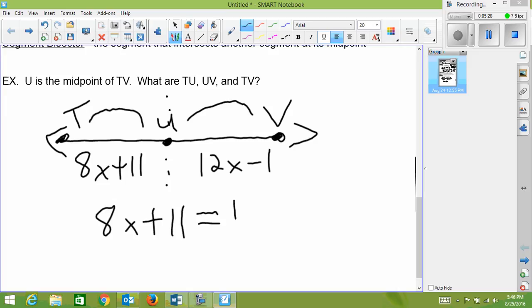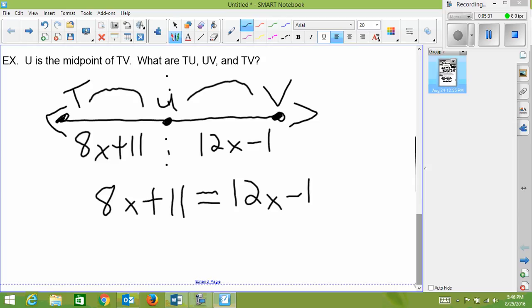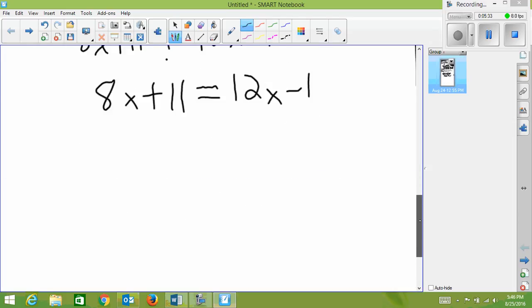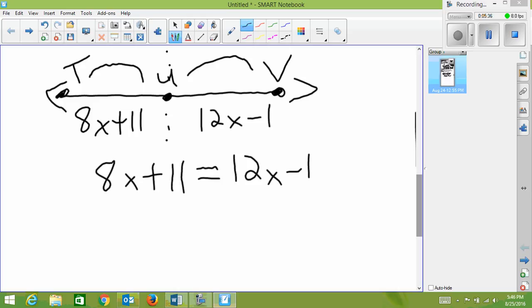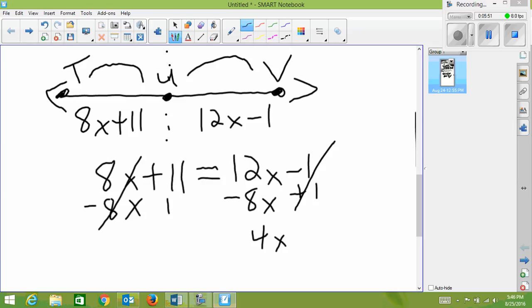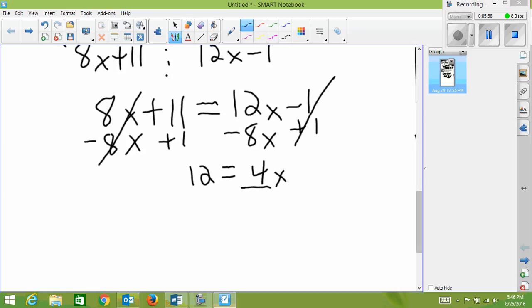So 8x plus 11 is going to equal 12x minus 1 then. They have to equal each other. If I cut it in half with the segment bisector, they have to equal. So then I'm just going to go through and solve this equation. I'm going to move my smaller x to the other side by subtracting it. If I subtract it from one side, I have to do the same to the other. I'm going to add my 1 to get rid of it and move it over here. So now 12 equals 4x. Divide by 4 to finish this up, my last step. And therefore x equals 3.